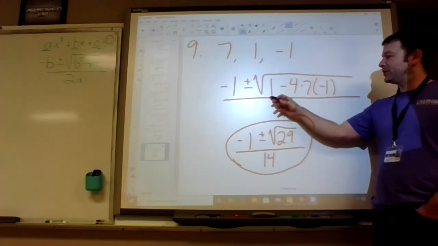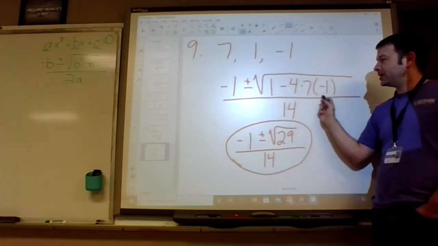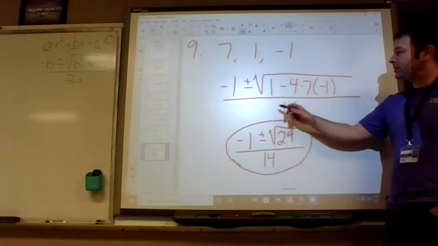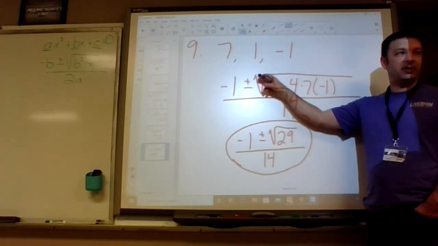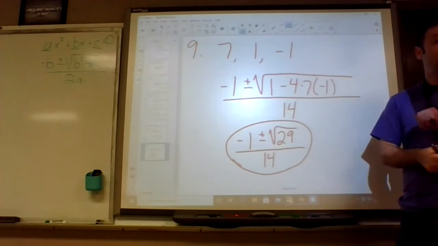Again, if you get lost, you can use your calculator. This is the dangerous part right here, because there's a lot of ways to mess up. If you plug in the square root and you don't have a Casio, it's going to give you a decimal. But we're not doing decimals. We're leaving it like that.